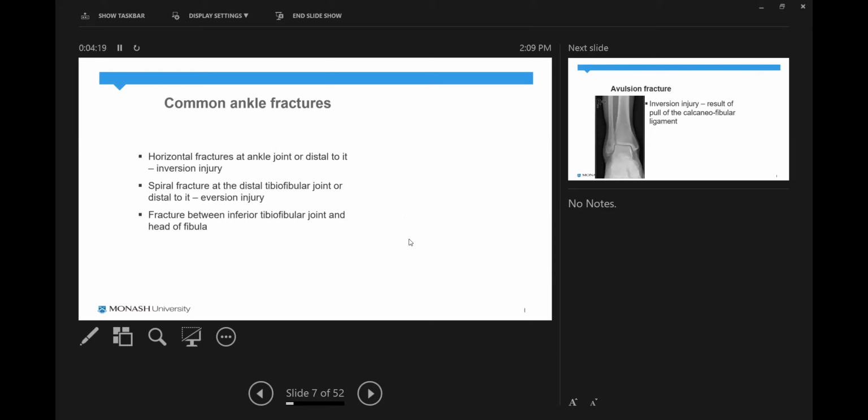Common fractures of the ankle include horizontal fractures at the ankle joint, so distal to it, and this is mostly due to an inversion injury, and eversion injuries can result in spiral fractures at the distal tibiofibular joint or distal to that. And then also inspect the ankle for fractures between the inferior tibiofibular joint as well as the head of the fibula, and here we're thinking of a Maisonneuve type of injury where you have the ring-like structure between the ankle and the knee.